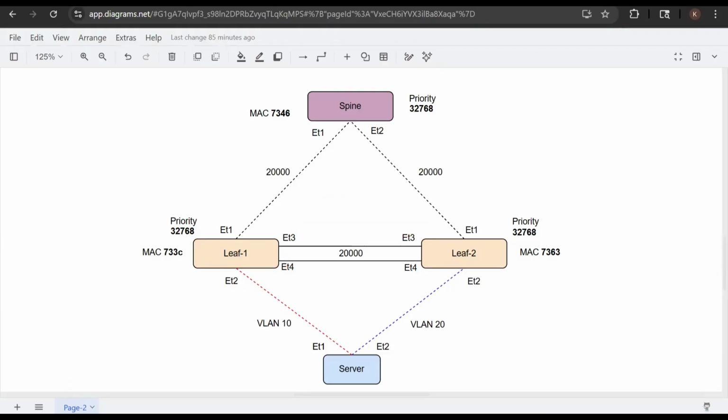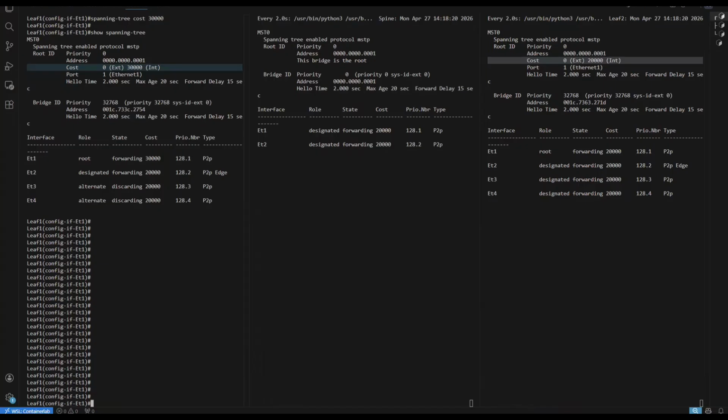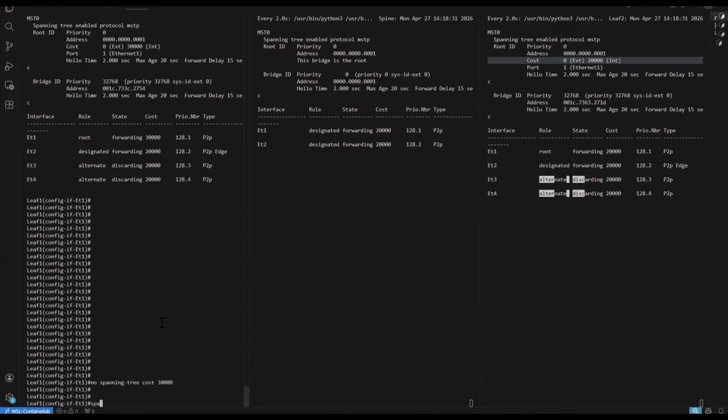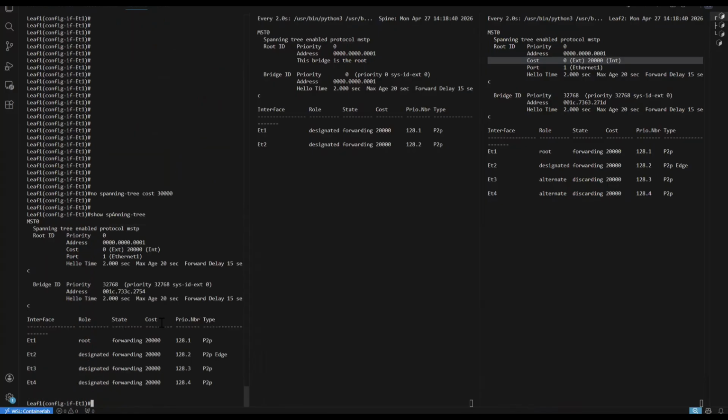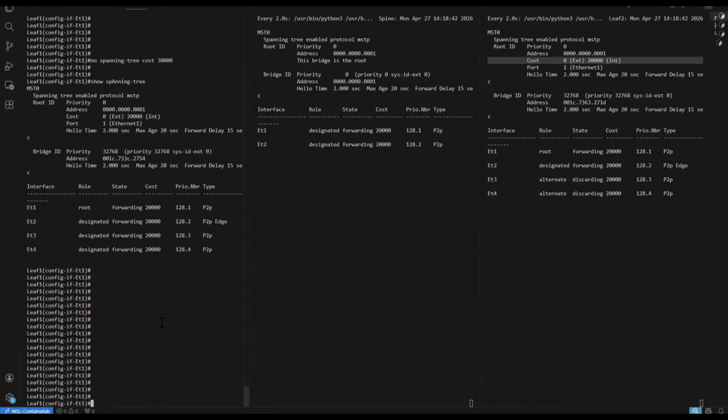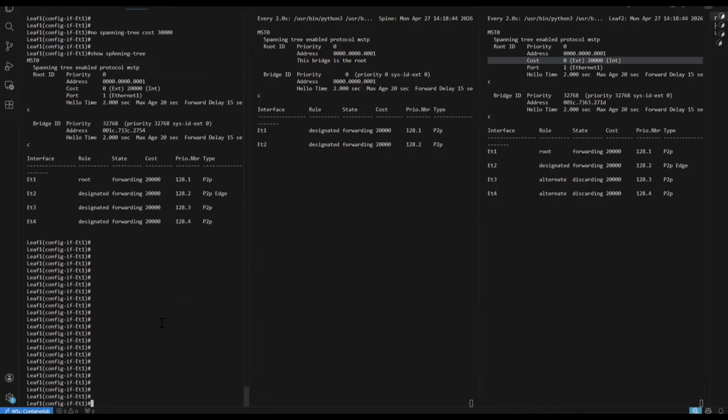So let me go back to the lab CLI. Now I'm going to remove this spanning tree cost. So now I remove that, and it is back to the default 20,000. Now both leaf 1 and 2 have the same root path cost.